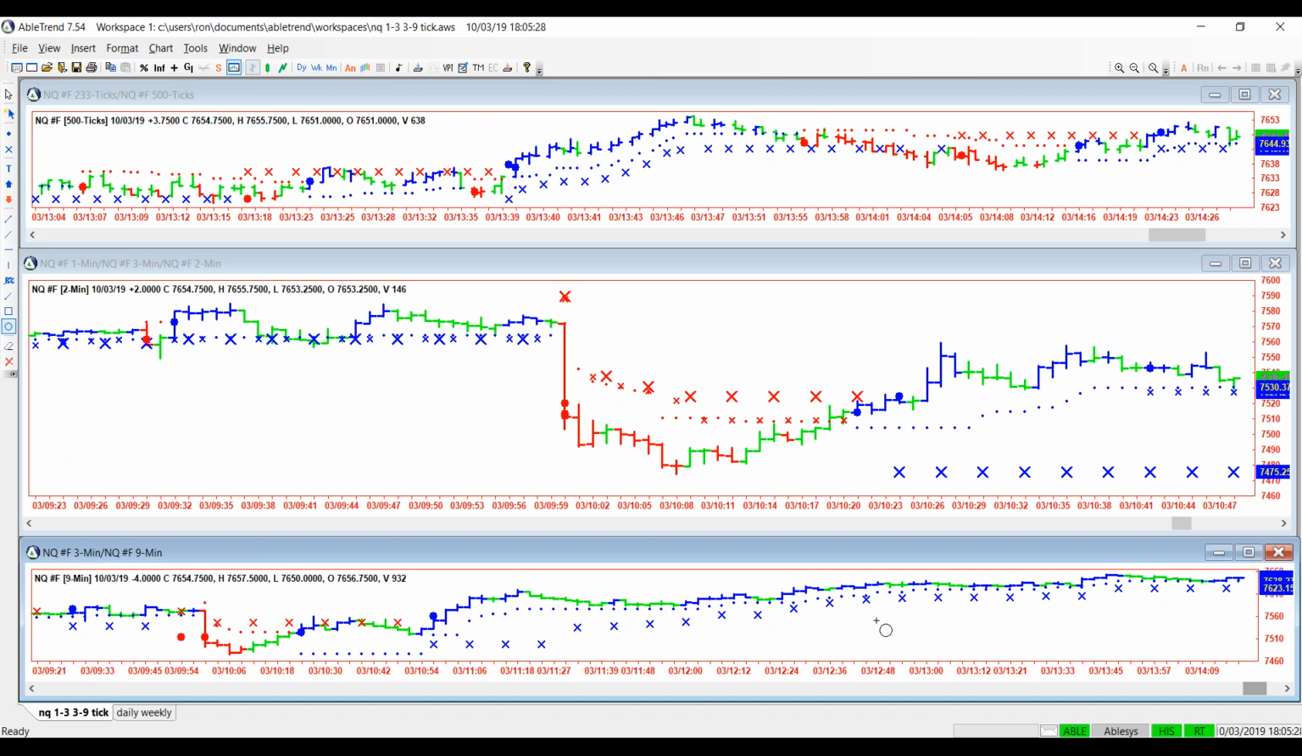Am I in a downtrend? The dots and the X's are the key to AbleTrend. That's what gives us the big advantage.